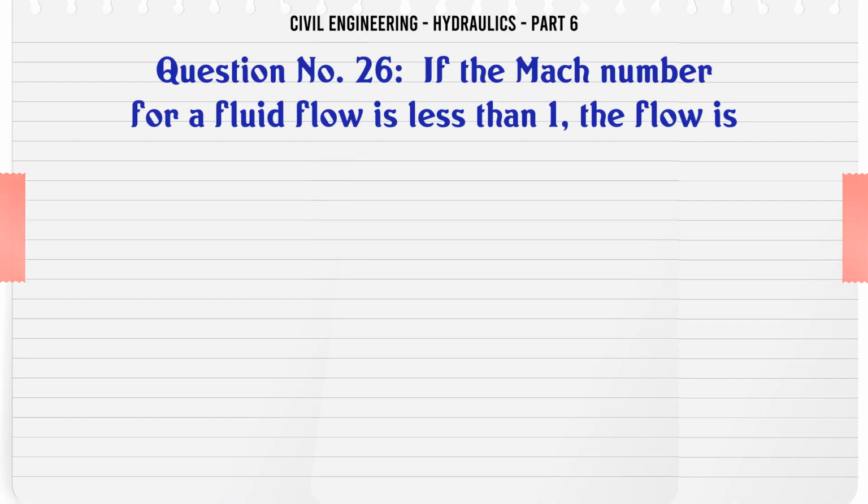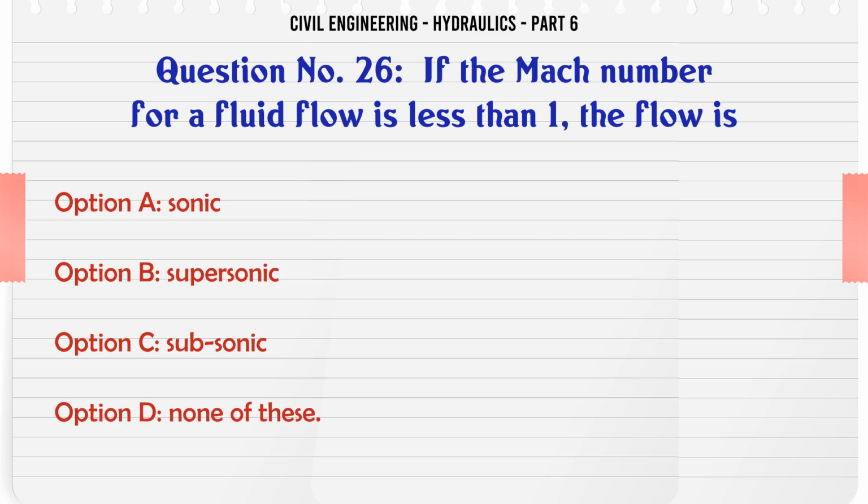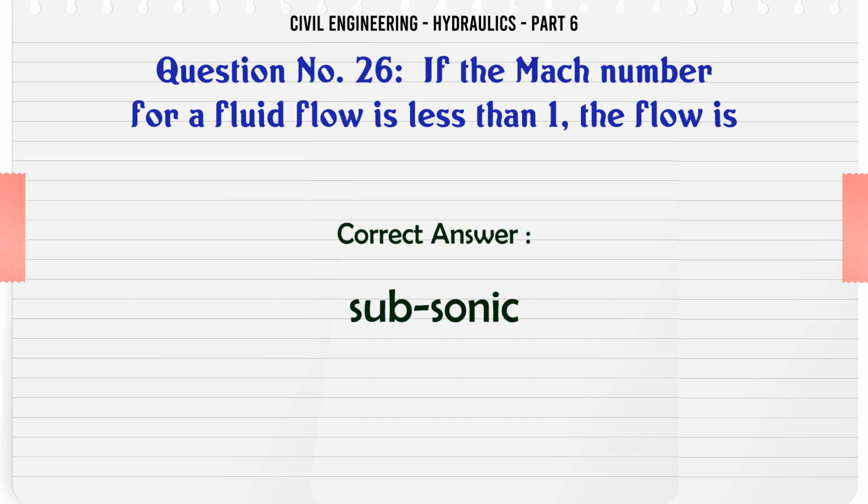If the Mach number for a fluid flow is less than 1, the flow is A. sonic, B. supersonic, C. subsonic, D. none of these. The correct answer is subsonic.